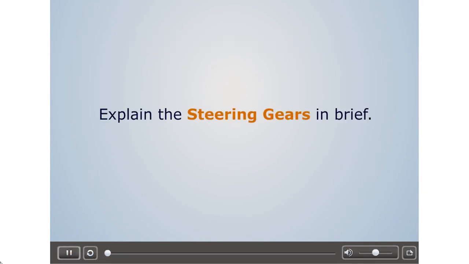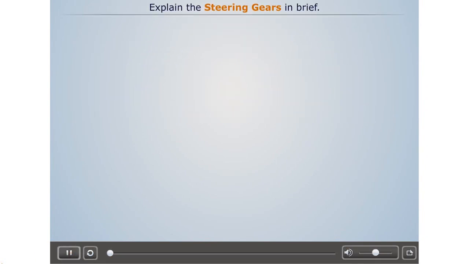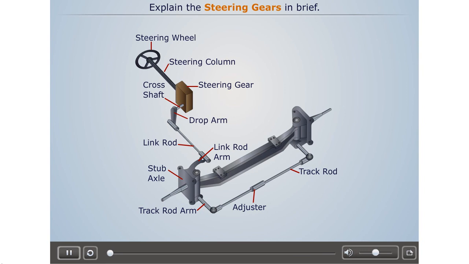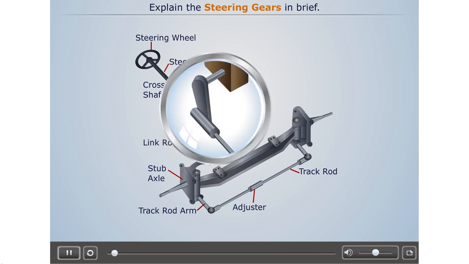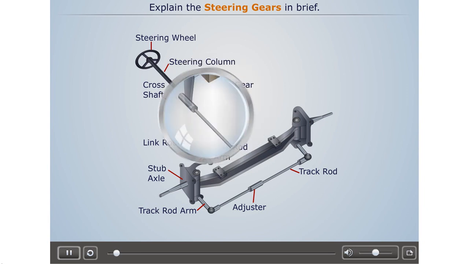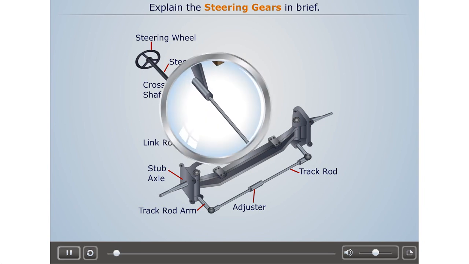Explain the steering gears in brief. We know that in the steering system, the steering wheel rotates, which rotates the steering column. This causes the drop arm to swing, which provides a near linear movement to the drag link.